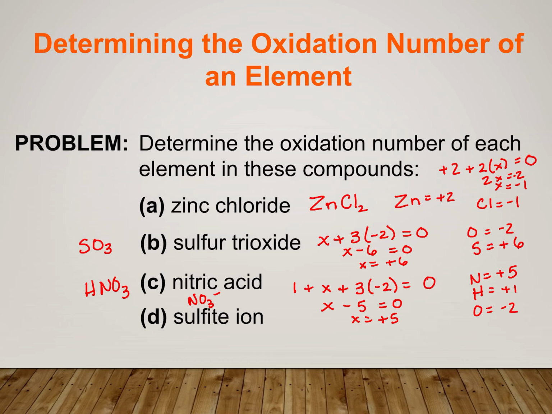And then finally, the sulfite ion. Sulfite is SO3 2-. So we're going to use that to solve for the sulfur. We don't know sulfur. We know each of the 3 oxygens is worth -2, and now this isn't equal to 0 anymore because it's a polyatomic. So now we're going to say it equals the charge of the polyatomic, which is -2. So we get X minus 6 equals -2, or sulfur equals +4. So sulfur is +4 and oxygen is -2.